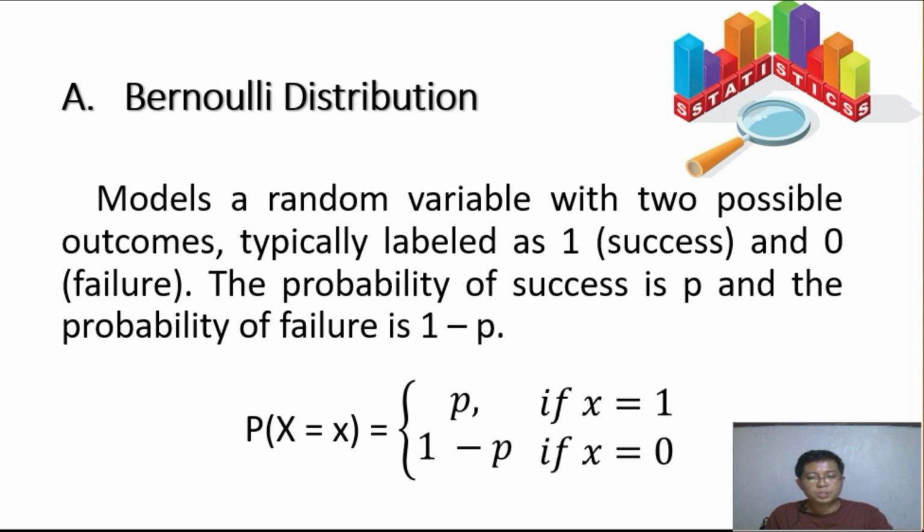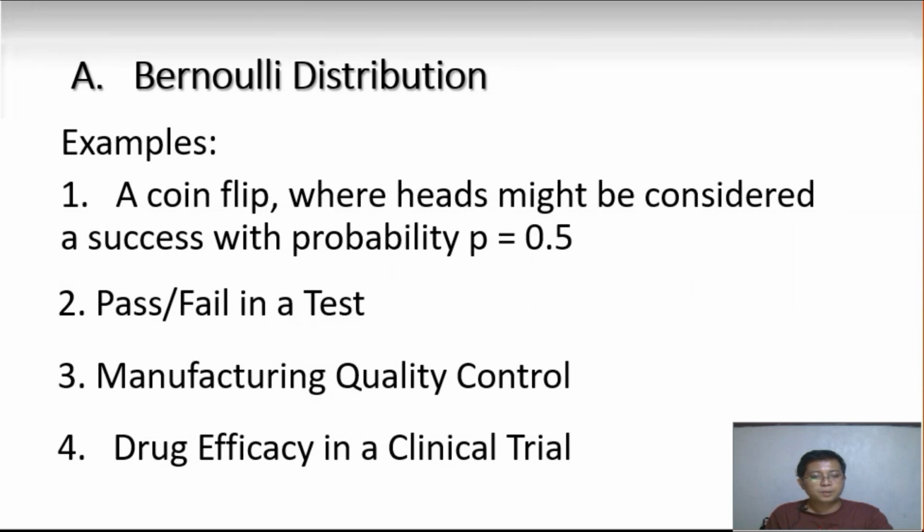The Bernoulli distribution is fundamental in probability theory because it models binary outcomes, where each trial has only two possible outcomes, either success or failure. What are some examples of Bernoulli distribution in real life? So the first example is a coin flip or a coin toss. For flipping a fair coin, the possible outcomes are heads, which is success, or tails, which is failure, where the probability of heads, which is success, is P, and that is P is equal to 0.5 or 1/2.